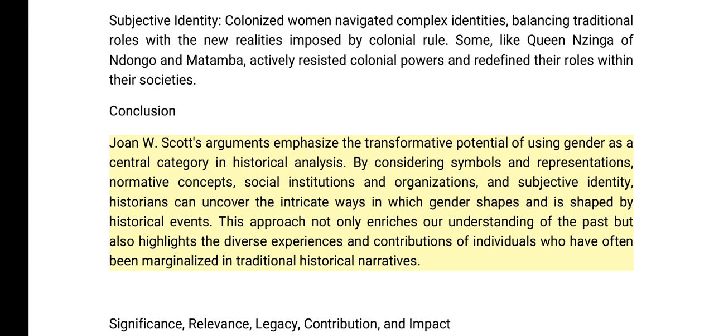This approach not only enriches our understanding of the past but also highlights the diverse experiences and contributions of individuals who have often been marginalized in traditional historical narratives.